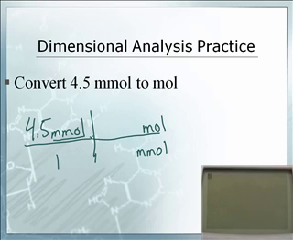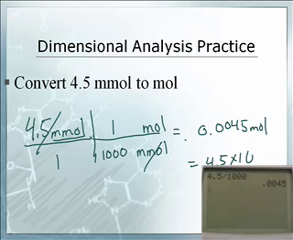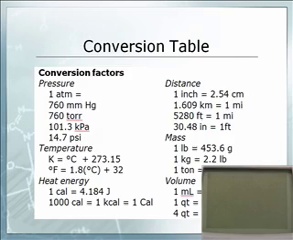Milli, we just did this a minute ago. The bigger unit is the mole unit. Milli is the small unit, so that's 1,000. So it's 4.5 divided by 1,000, since the thousand is on the bottom. The millimoles cancel. That gives 0.0045, or you could say 4.5 times 10 to the -3rd moles. Either way, same answer.